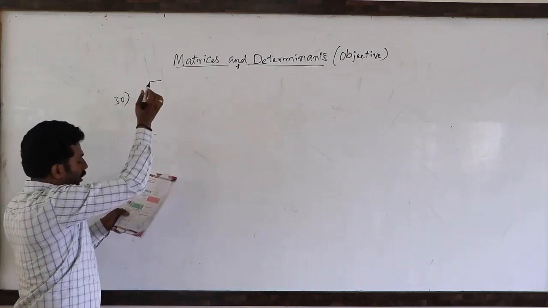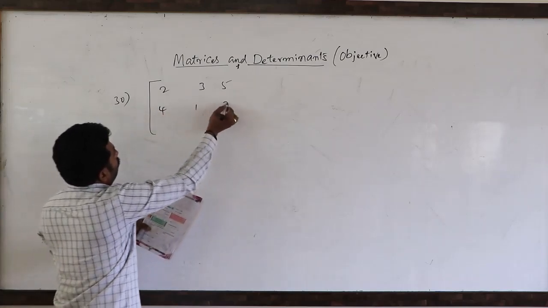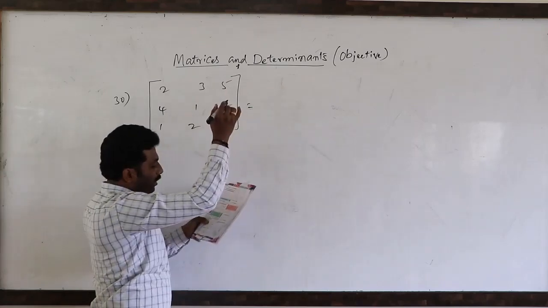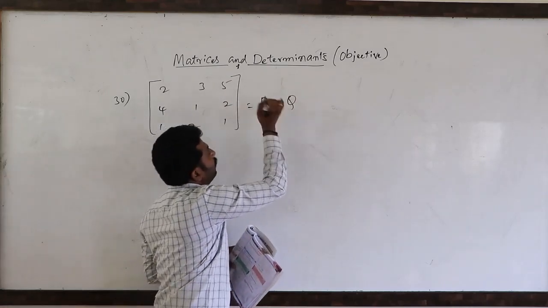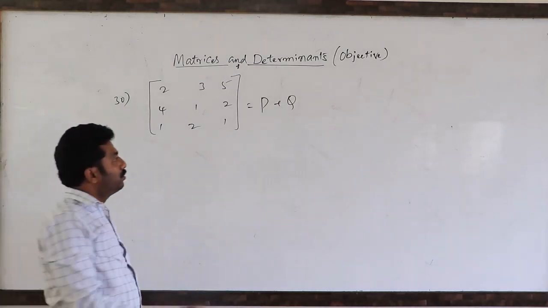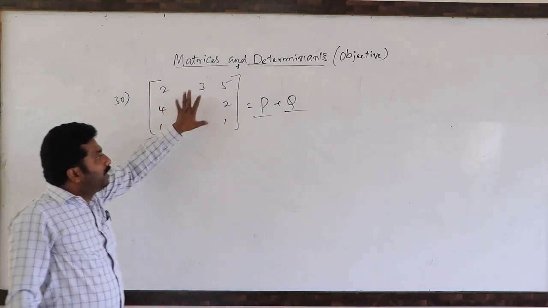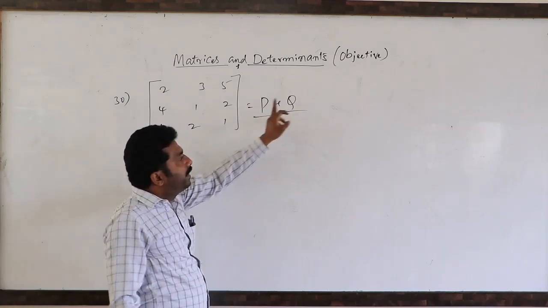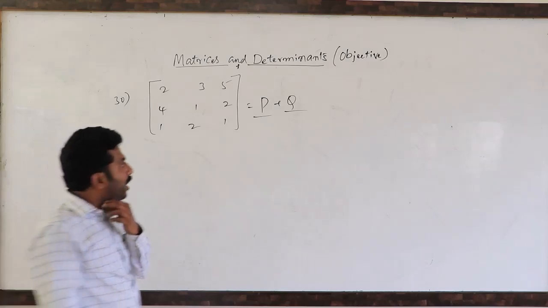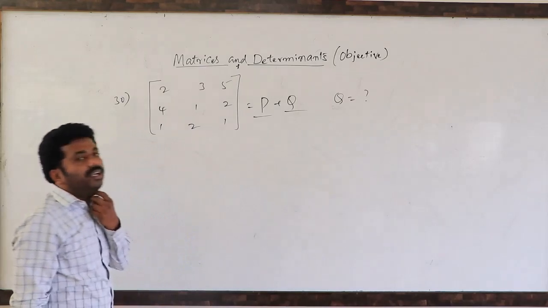One matrix they have given, 2, 3, 5, 4, 1, 2, 1, 2, 1, can be written as P plus Q, means the sum of two matrices. What is P? What is Q? P is symmetric, Q is skew symmetric, because any square matrix can be expressed as the sum of a symmetric and a skew symmetric matrix. They are asking the question, what is the Q matrix? Q means skew symmetric matrix.